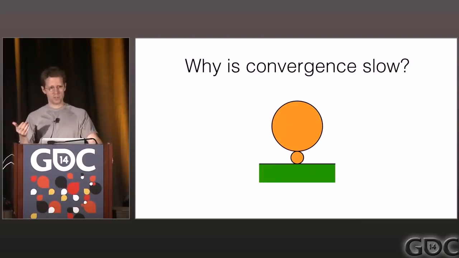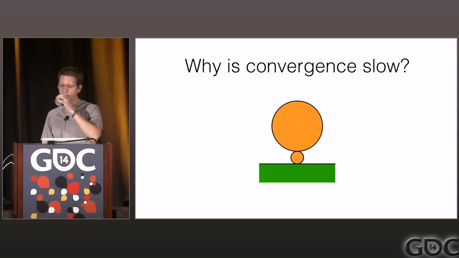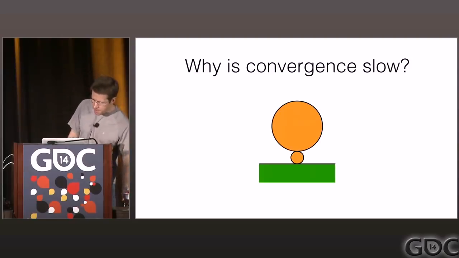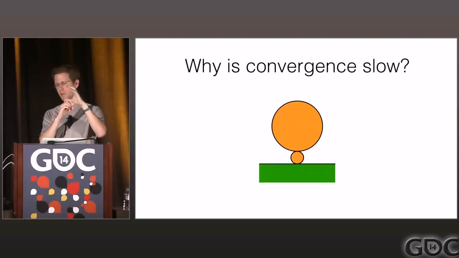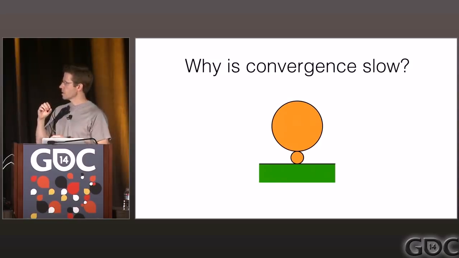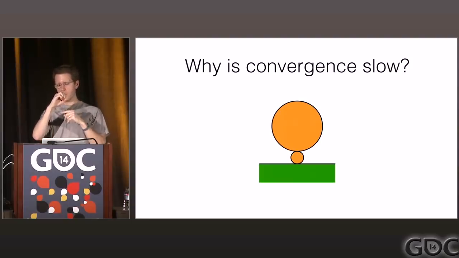So why is convergence slow? Let's do a little thought experiment. I have this heavy circle on top of this light circle. What does the solver see there? Why is it slow to converge on that problem? Let's start out a time step. We apply gravity, and now both these circles are moving down with the same velocity. Let's say we're going to solve the bottom contact point first. So we solve that bottom contact point for the small circle.